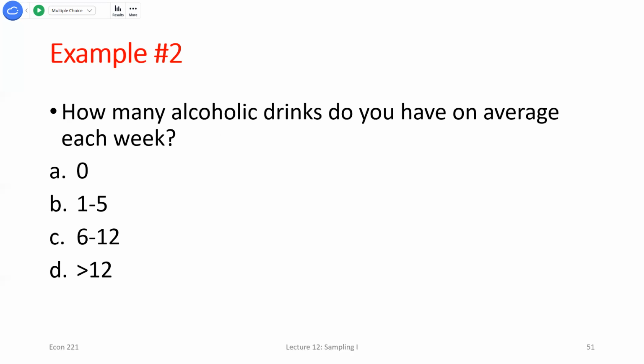I'll ask you the second one just for the sake of having a little bit of fun. So we'll talk about some biases that exist in this in just a second. But let's say I ask you how many alcoholic drinks you have on average each week, right? So if you had to respond in one of these four categories, which of the four? I'm not going to look at your individual names on this or anything like that. Confidential.